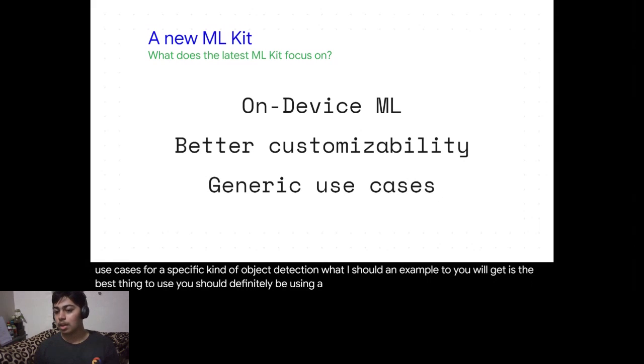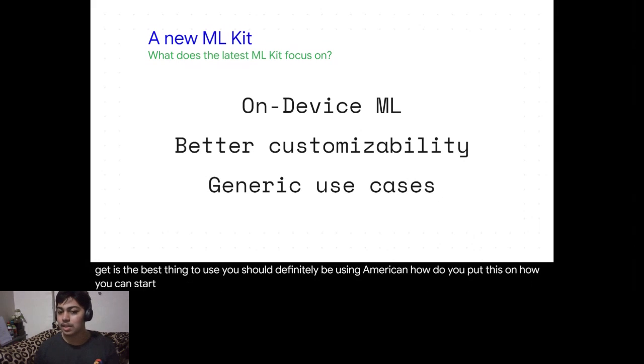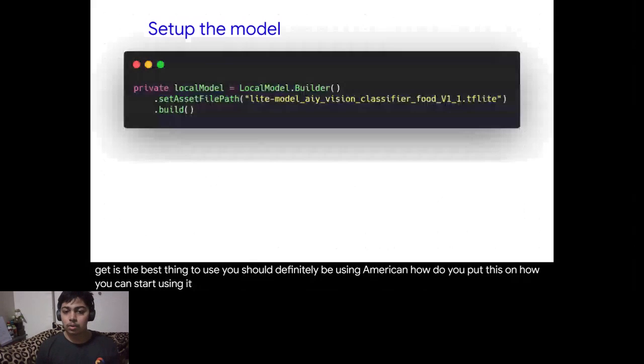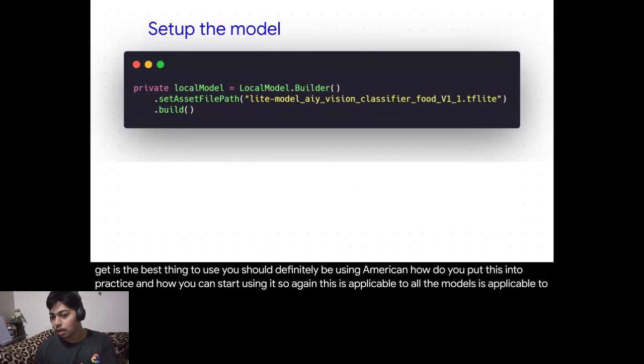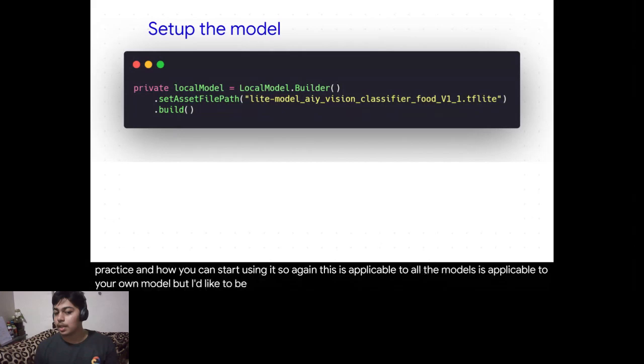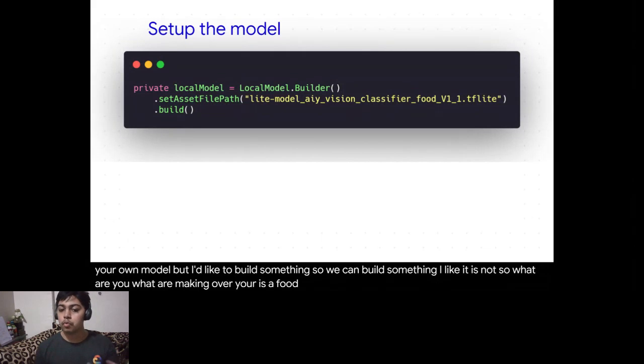So let's actually see how you put this into practice and how you can start using it. This is applicable to all other models, and to your own model, but I like to build something, so we can build something while I give this talk. What I'm making here is a food classifier application. You just show some food to the camera and it should be able to classify it.